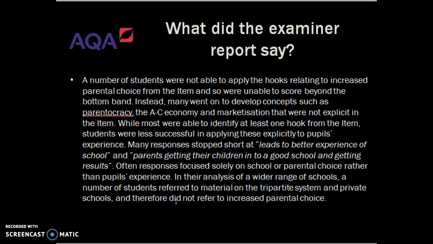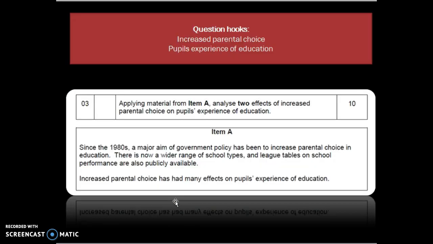So what I would suggest that you need to do there is just be really mindful of the hooks that are both in the item and in the question as well, in order to access those top band marks. Okay, so if we have a look at the question and breaking it down, you had to apply material from item A. There's 1 instruction or 1 hook. You then had to analyse 2 effects of increased parental choice. So you're looking for 2 things from the item for you to hook on your knowledge, and then you had to link it to pupils' experiences of education.